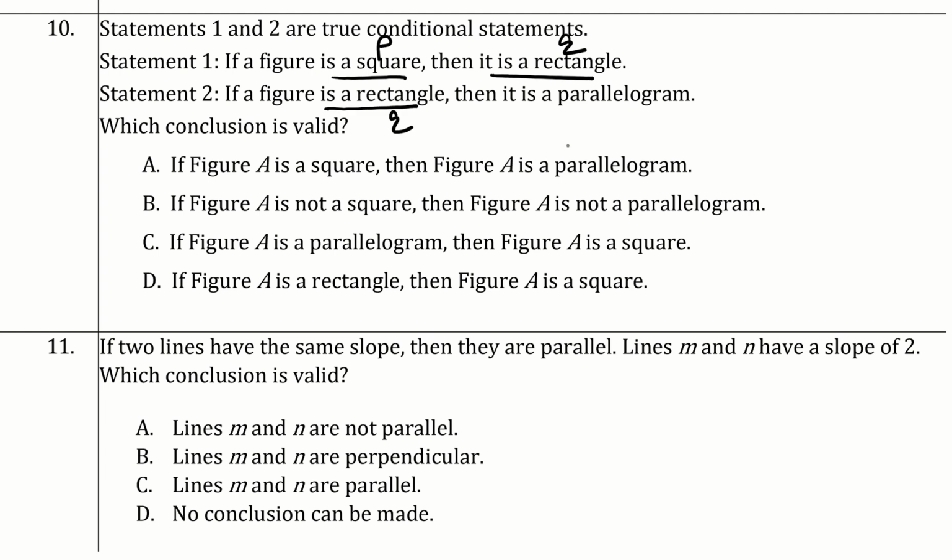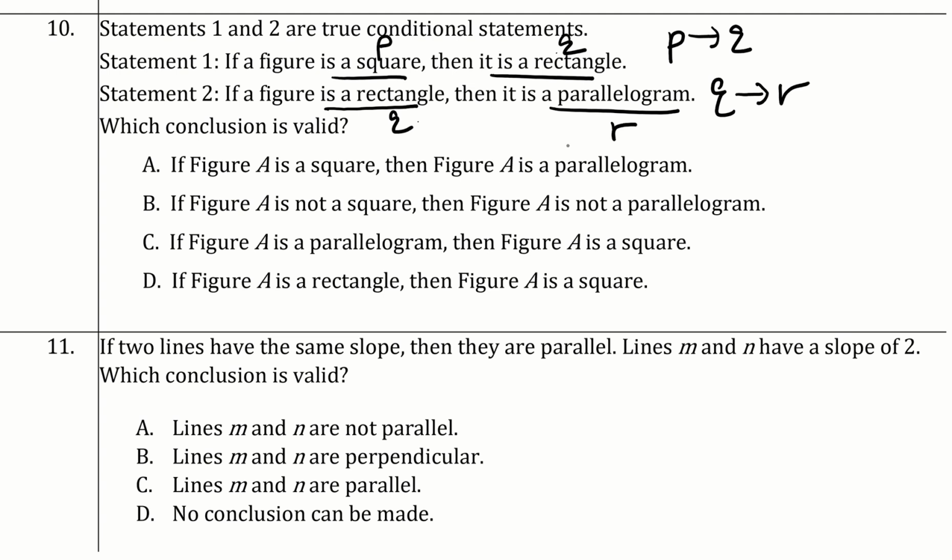Statement Q, a figure is a rectangle. It's the same statement, right? So I leave it with the same letter Q. And then the figure is a parallelogram. That's a different statement, so I'm going to use statement R: P, Q, and R. So now we got for statement 1, if P implies Q, statement 2, Q implies R.